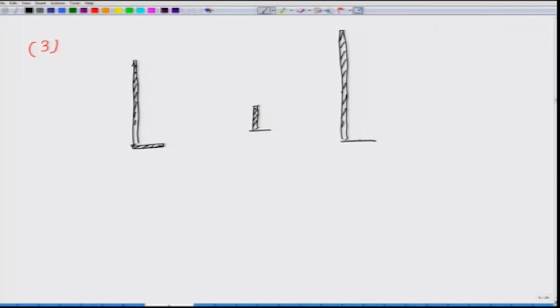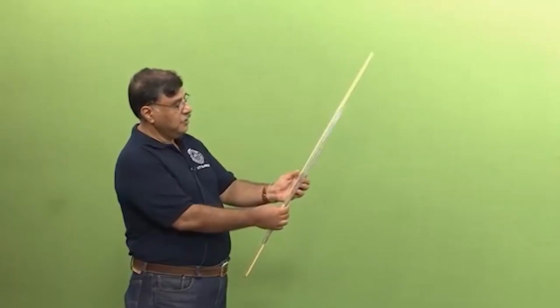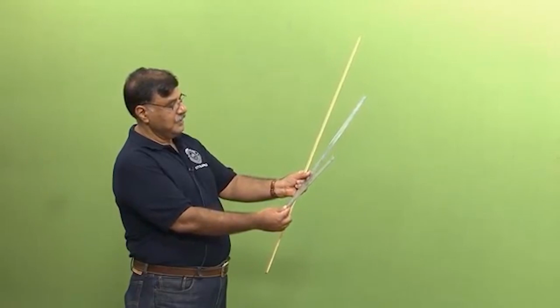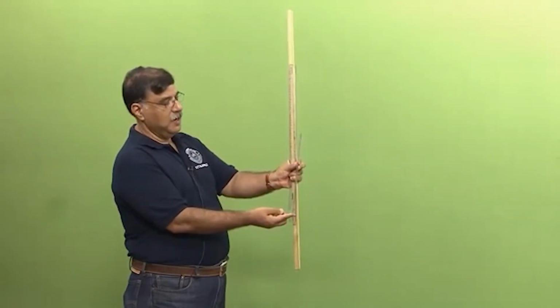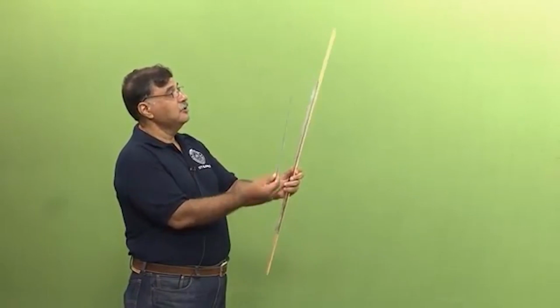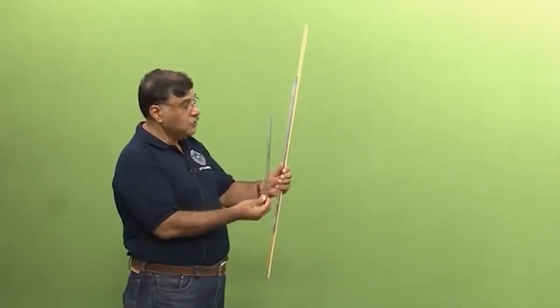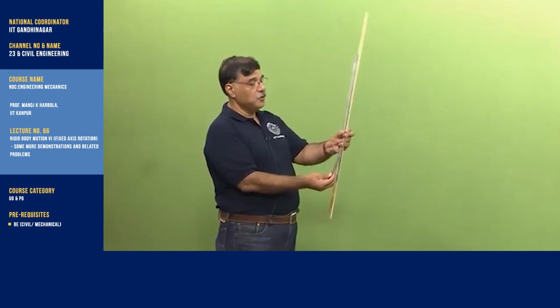I will show you the demo first, and then we will understand it through rigid body dynamics. What I have here are these three scales of different lengths, and I will try to balance them on my finger one by one, and you will notice that the longest scale I can actually hold for much longer than the smaller scales.